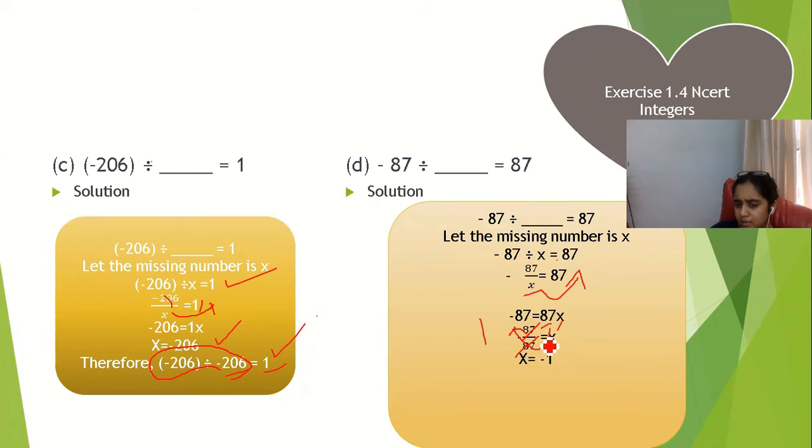So my answer would be minus 1, because in a division rule, if one number is negative and another number is positive, the sign of the answer is negative. So my answer would be minus 1.